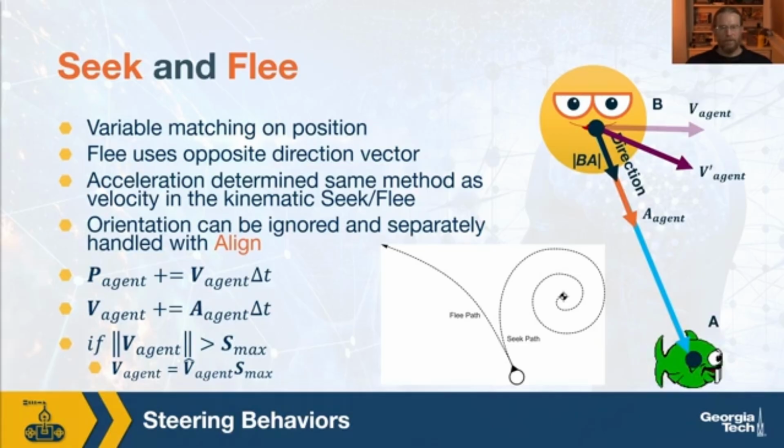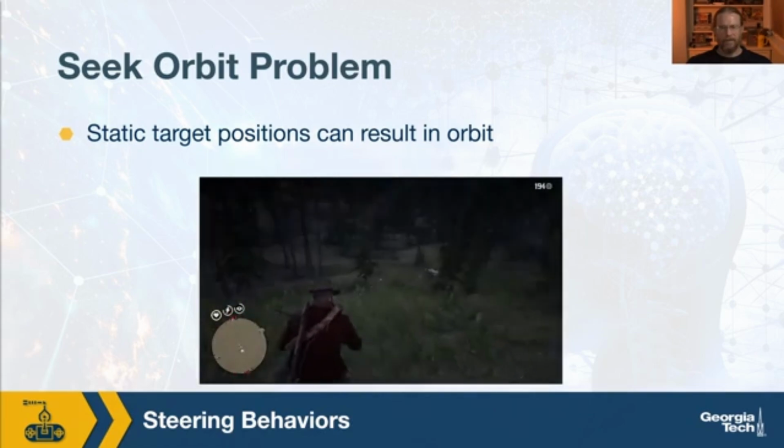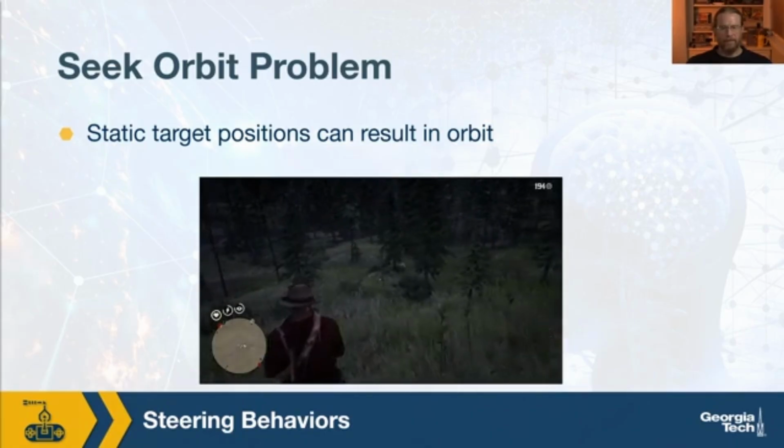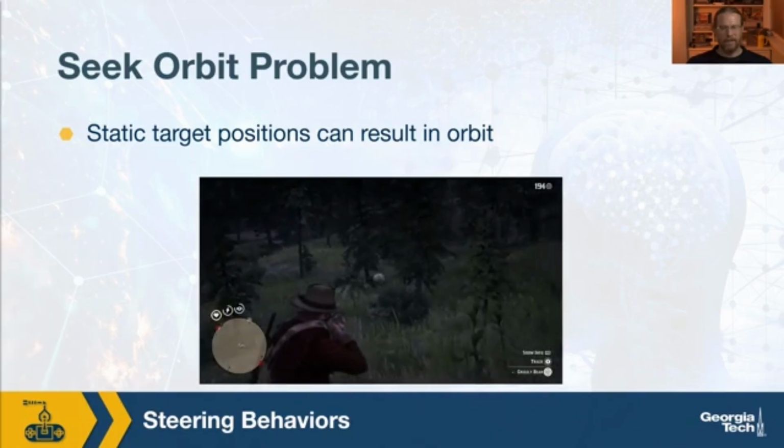Okay, so one problem with this approach is that while seeking a target, because of the acceleration, you can end up in a scenario where you never actually get to a static target in particular. And I've got a demonstration of this. This is actually from Red Dead Redemption. And so you can see, hopefully in the video, there is a brown bear out in the woods here, running at a very fast speed in a circle.